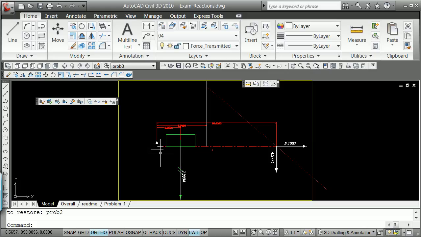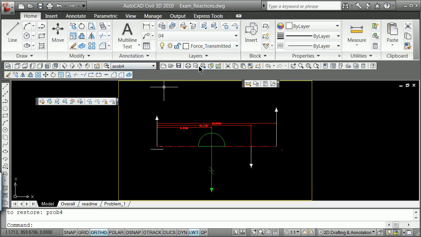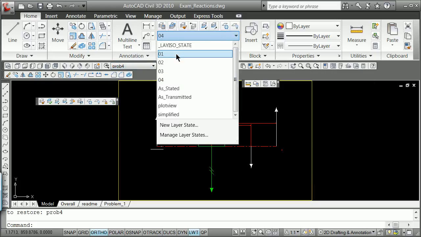In this case, you realize that the force is very large because the reaction at this support is going to be negative. It's going to be down because you've got a fulcrum right here. So in this case, you have the distance from the other support divided by the distance between the supports, but it becomes a negative number. That is problem number 3. Problem number 4, let's go back to our first layer state.